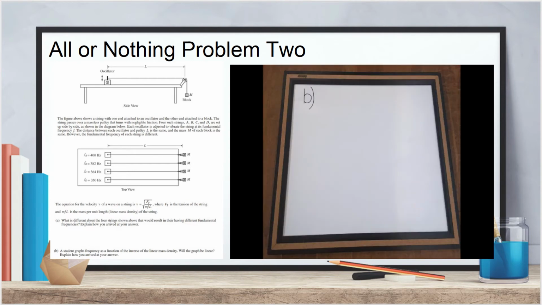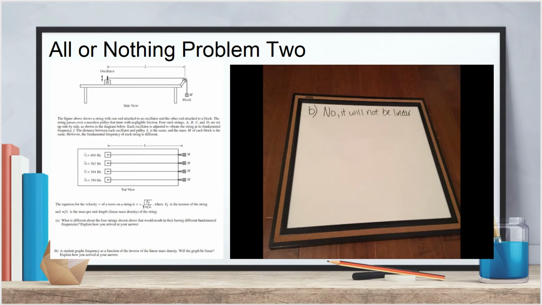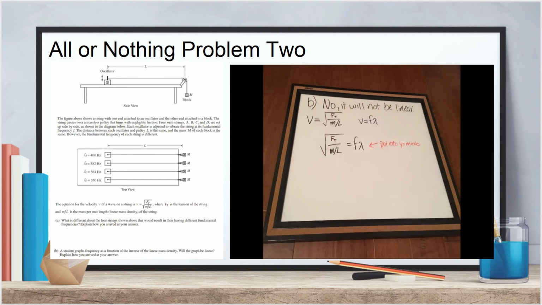Part B says, a student graphs frequency as a function of the inverse of the linear mass density. Will the graph be linear? Explain how you arrived at your answer. So we know that somehow we have to get f and m divided by L in a y equals mx plus b format. In order to do this, we want to set the equations v is equal to the square root of force of tension over m divided by L equal to v is equal to f times wavelength. So we will get the square root of force of tension over m divided by L is equal to f times wavelength, and we want to put this into y equals mx plus b format.